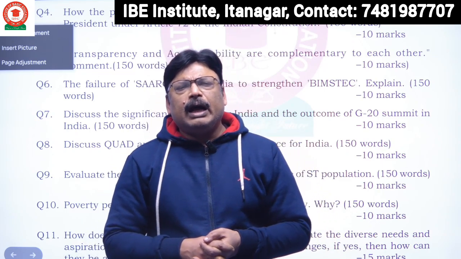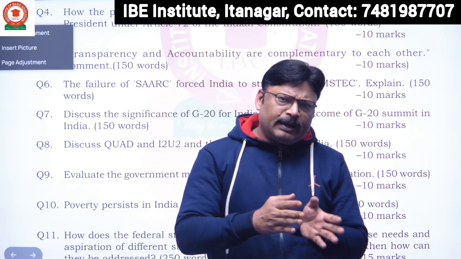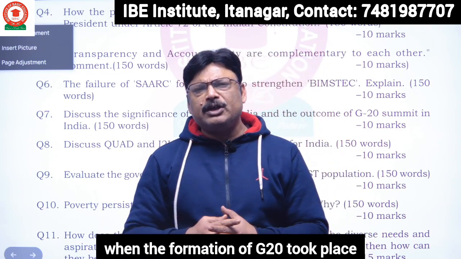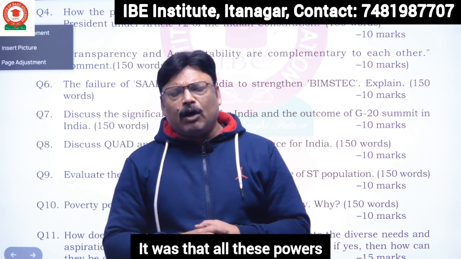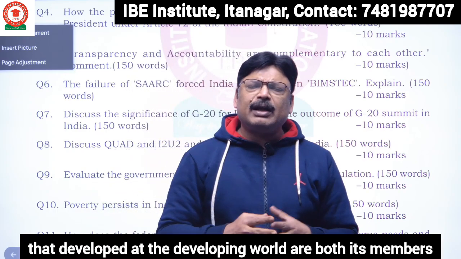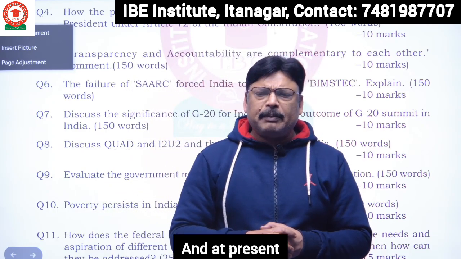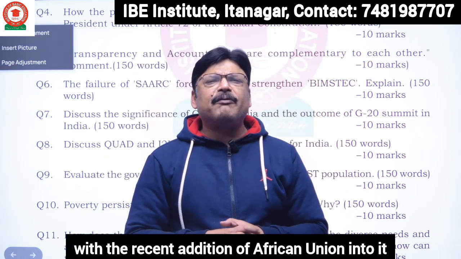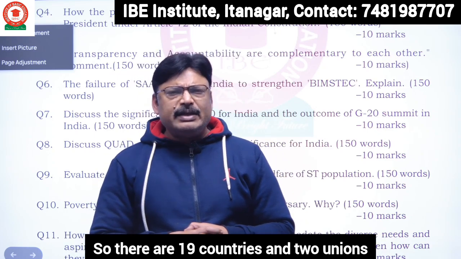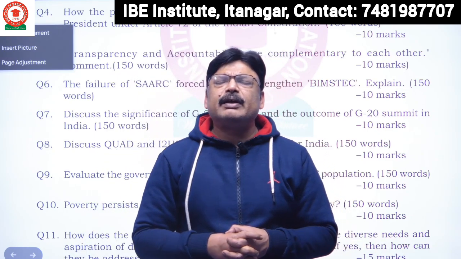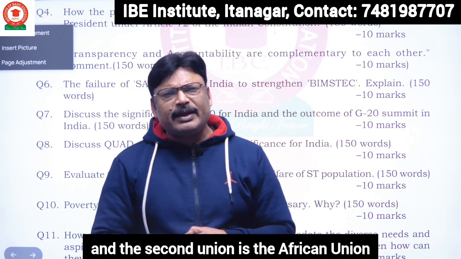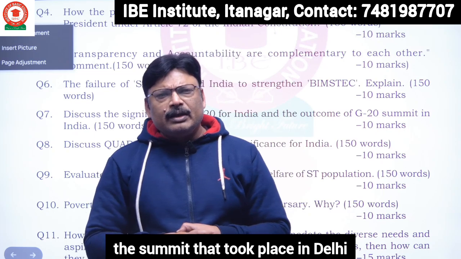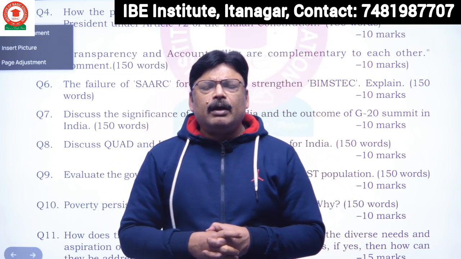Apart from it, when the formation of G20 took place, all these powers, the developed and the developing ones, became its members. At present, it has 21 members, with the recent addition of the African Union. So there are 19 countries and 2 unions: one is the European Union and the second is the African Union, which got admitted in 2023, at the summit that took place in Delhi.